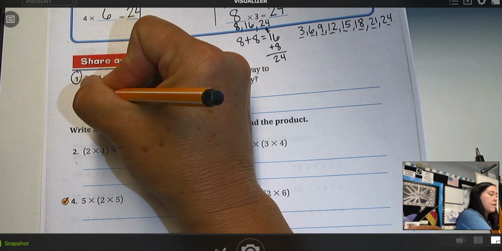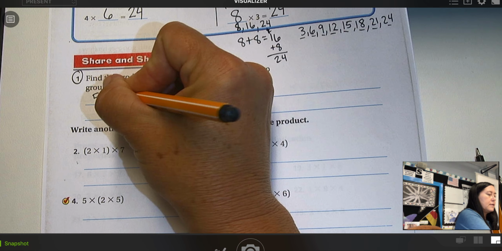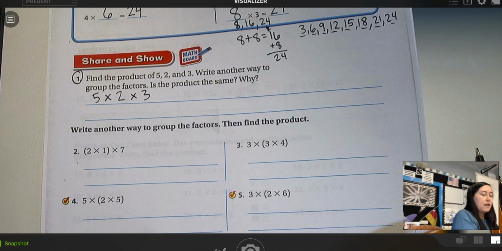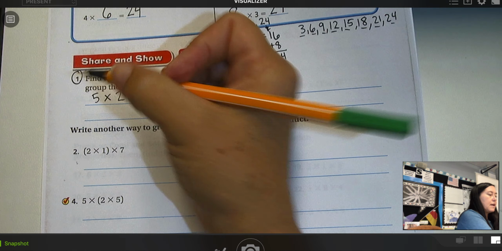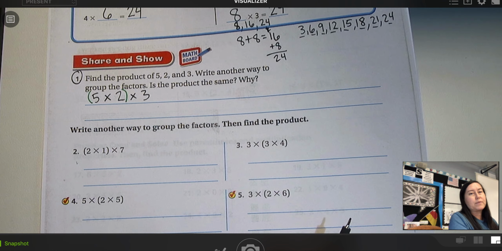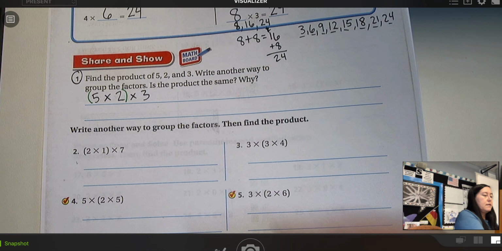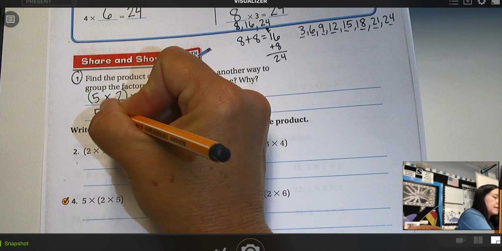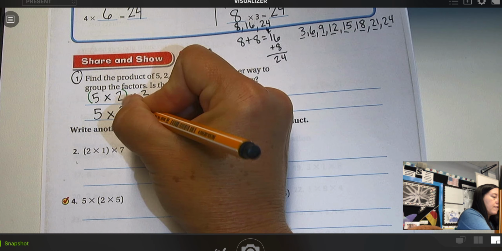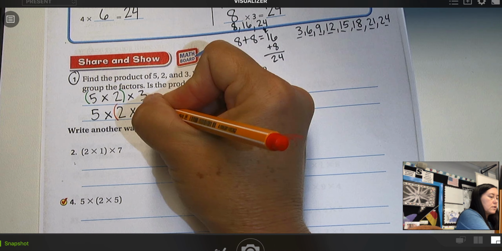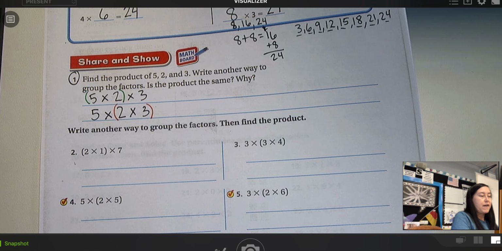Why? So we've got 5 times 2 times 3. I'm going to kind of leave some space, and I'm going to think of these parentheses. I like to make a 10. And I know 5 times 2 will give me 10, right? So that's one way I might do it. Or I might say I like to count by fives. And that's fun. So I might move the parentheses and be able to count by fives there.